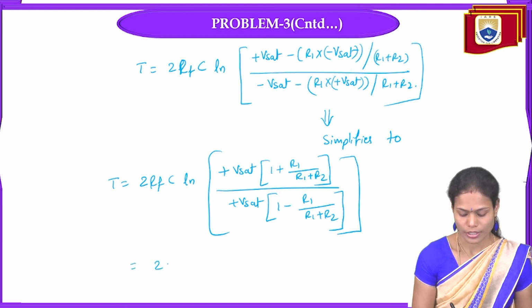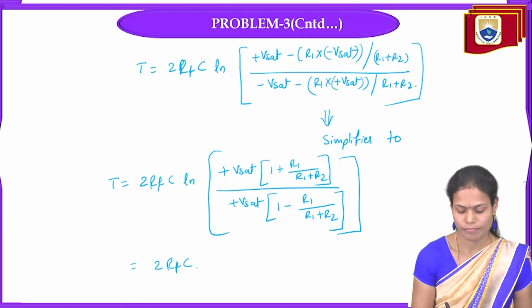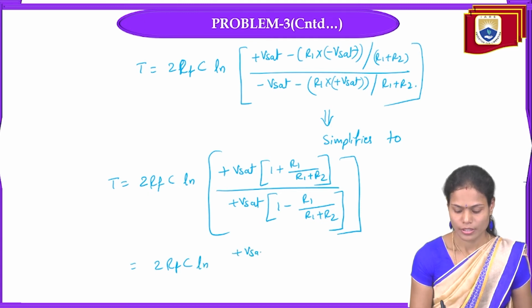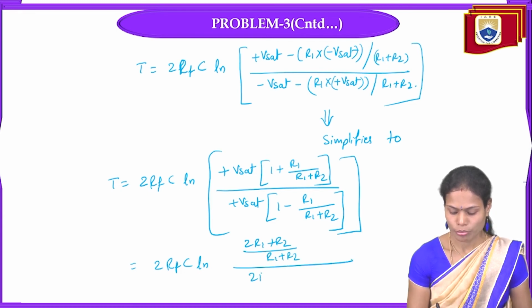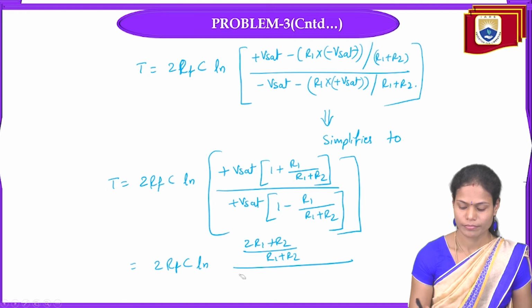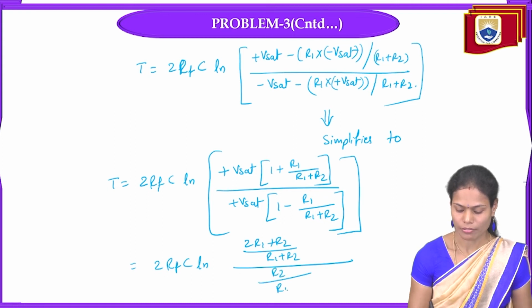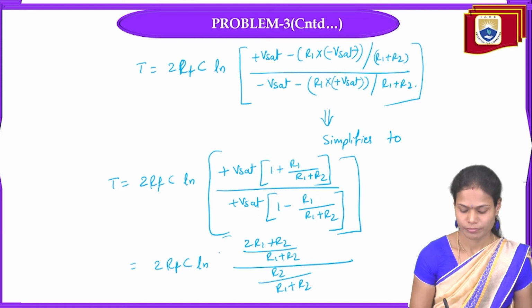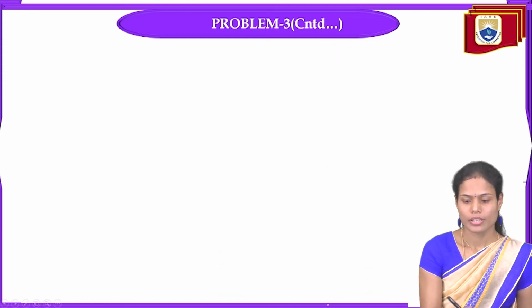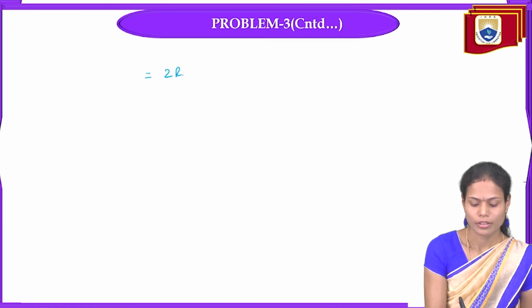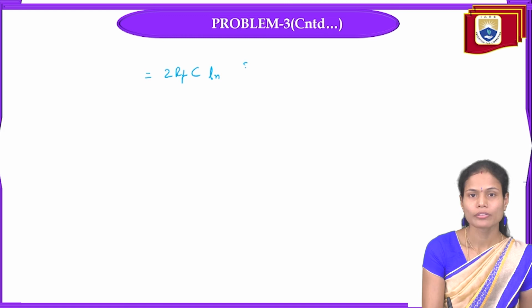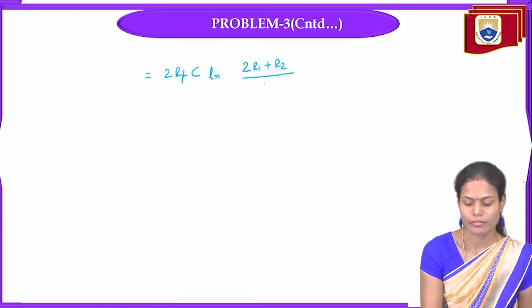So now we can again simplify it as 2 RFC ln of (2R1 plus R2 by R1 plus R2) overall divided by (R2 by R1 plus R2). So again, if we simplify this, we will get it as 2 RFC ln of (2R1 plus R2) by R2.